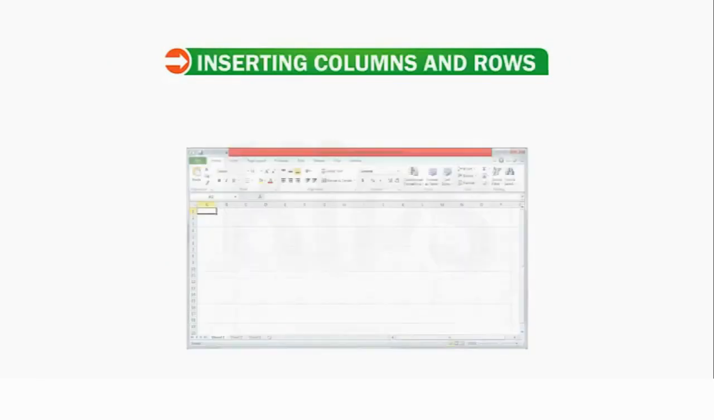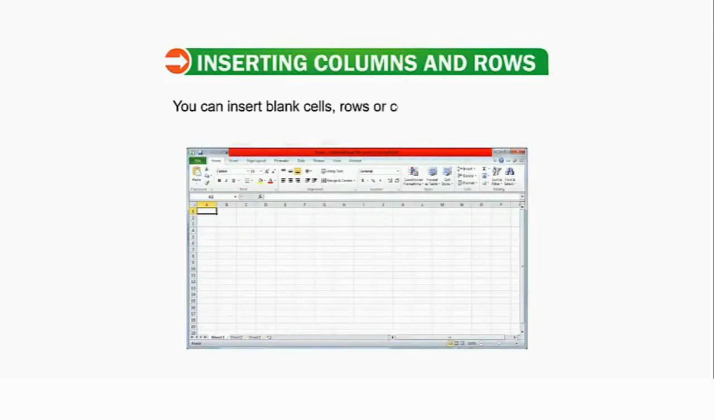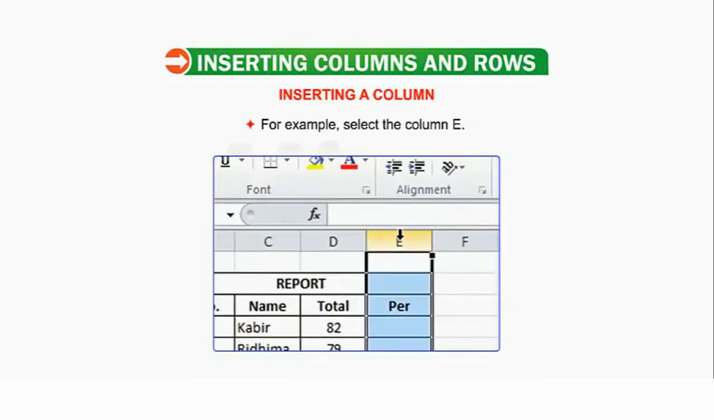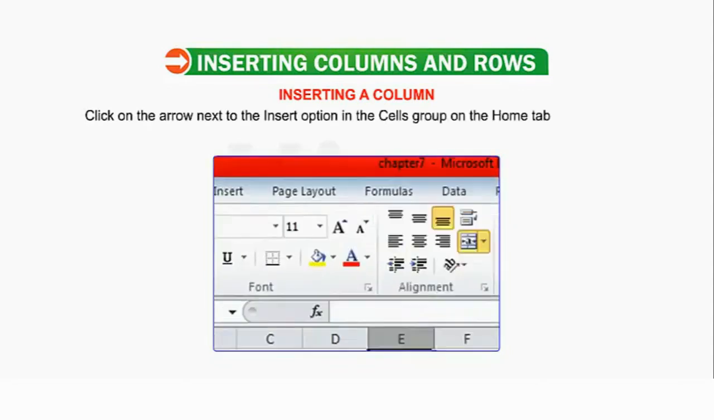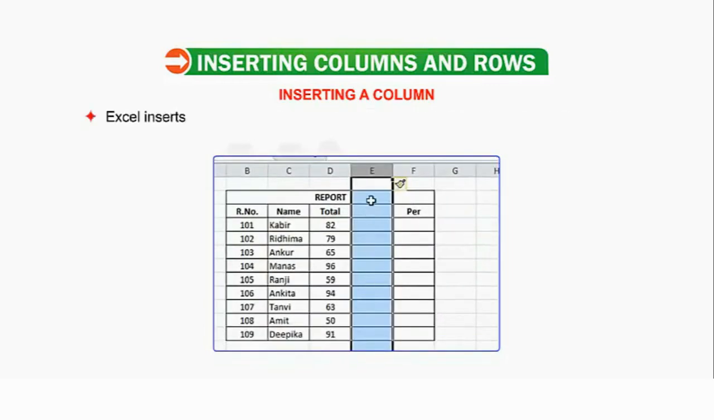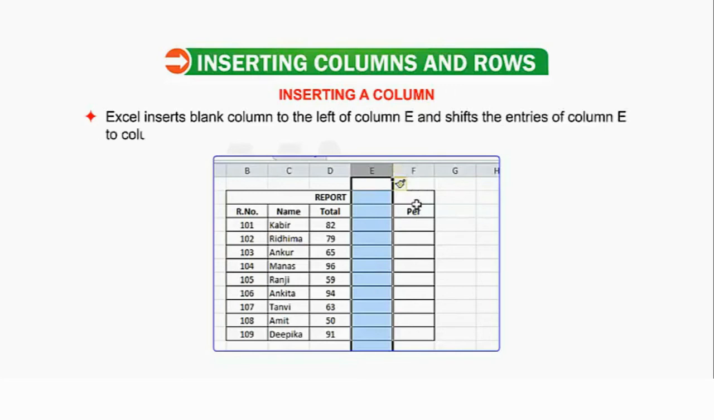Now moving towards the next topic, which is inserting columns and rows. You can insert blank cells, rows or columns in a worksheet. Inserting a column. To insert a single column, select the column or cell to the left of which a new column is to be inserted. For example, select the column E, click on the insert drop down arrow in the cells group on the home tab and choose the insert sheet columns option. Excel inserts blank column to the left of column E. The entries of column E will be shifted to column F.